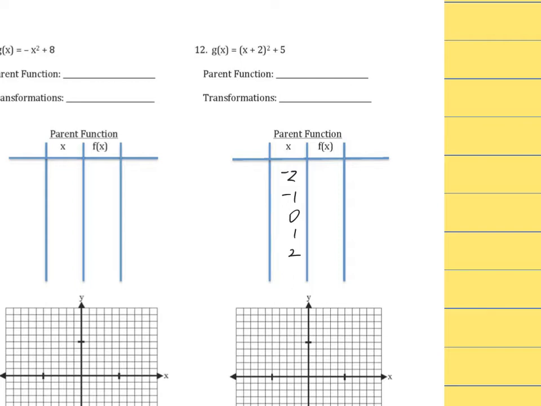So -2 squared is, we're not going to do anything yet. We're going to do the parent function first. So the basic parent function is the very first page of this packet. The very, very first page on the right-hand side, you'll see this one. And so the parent function is 4, 1, 0, 1, 4. And you'll get more and more used to that. Clearly I did.